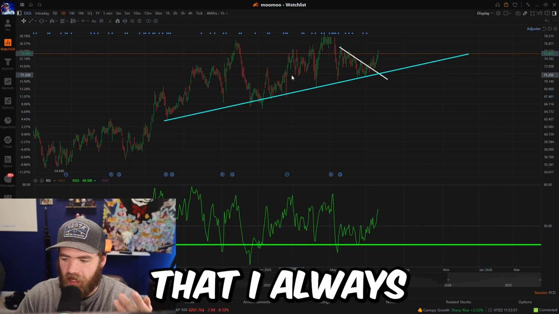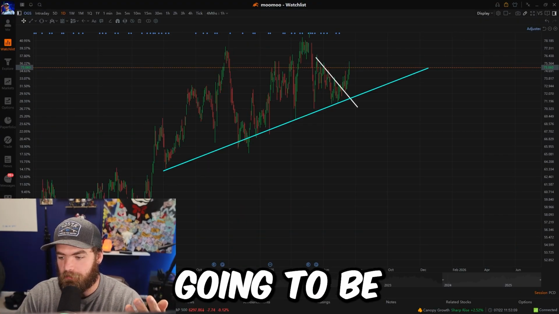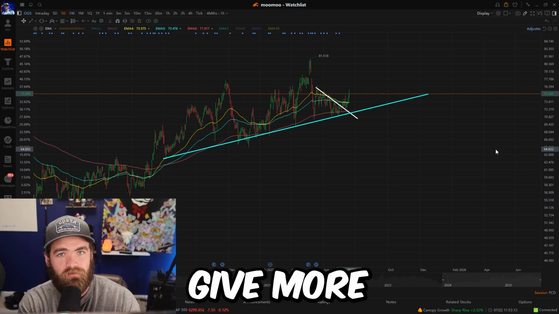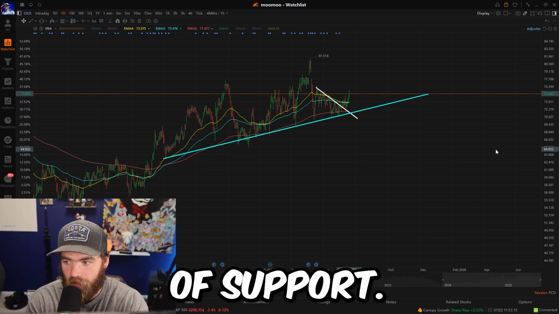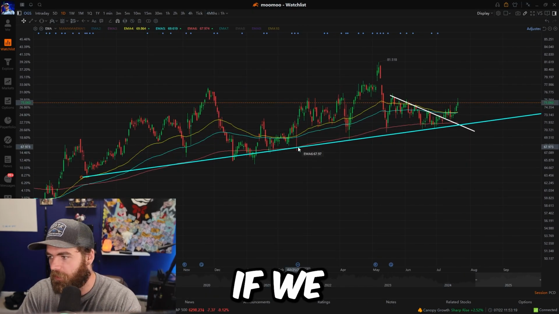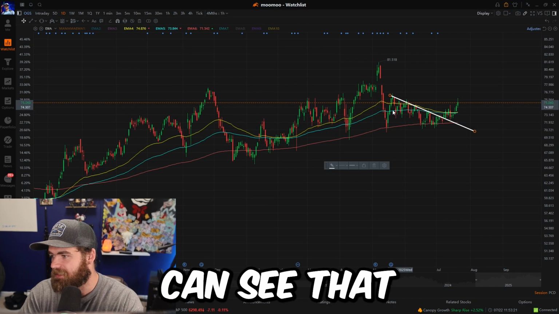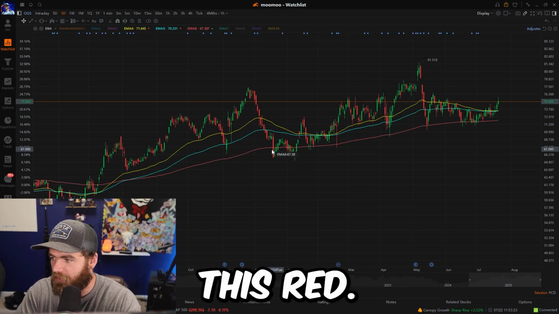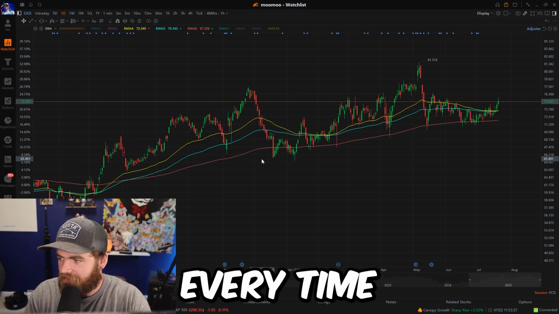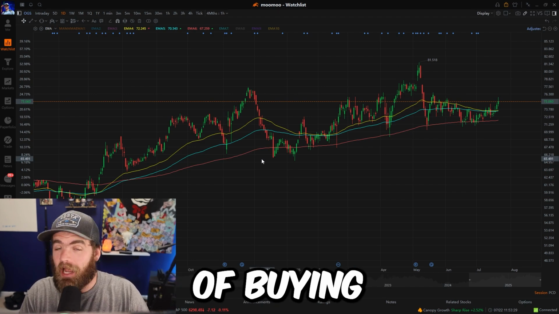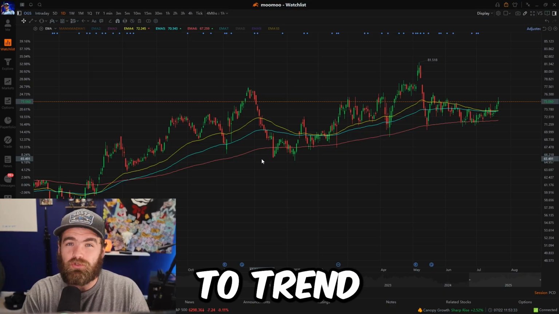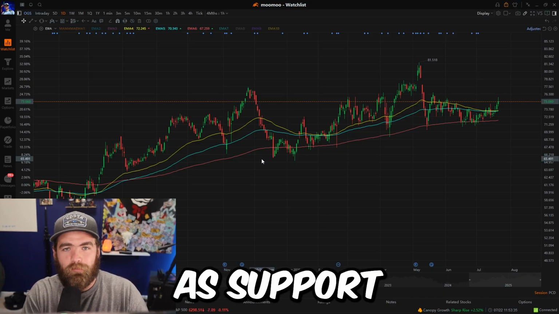And the first thing that I always pull up is actually going to be the moving average lines. Moving average lines honestly just help give more indication of support and resistance, because they act as support and resistance, right? If we remove these, you guys can see that it was pretty much hitting this red line, which is the 200-day EMA line. And each and every time it hit that, we had a bunch of buying pressure there. So moving average lines are very similar to trend lines. They do act as support and resistance.